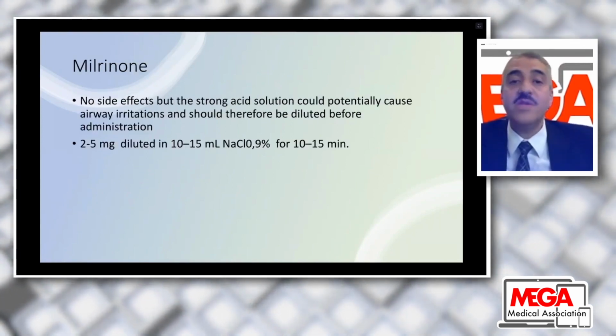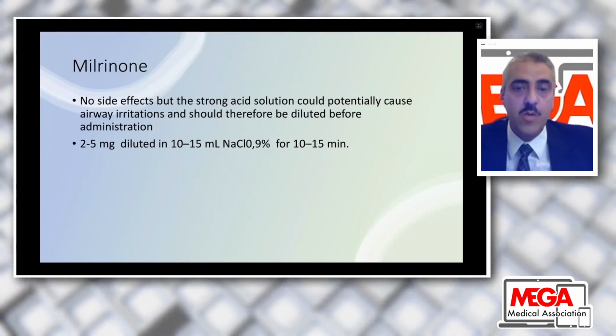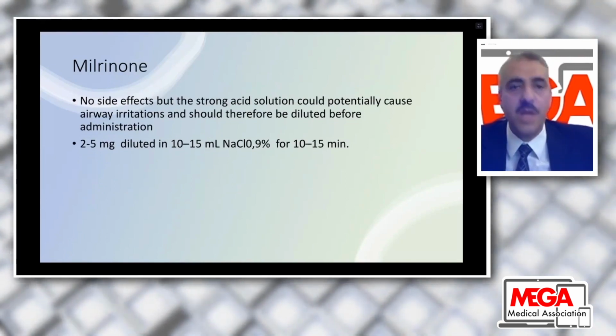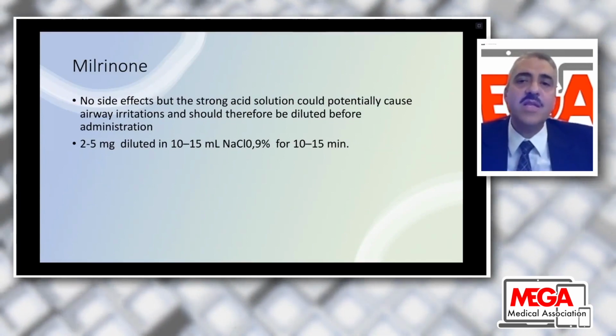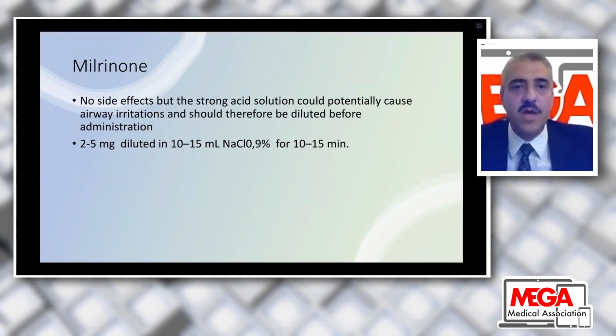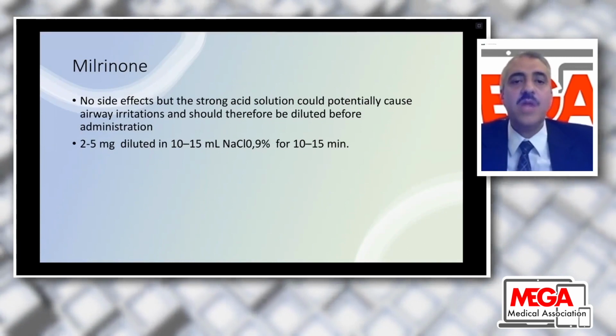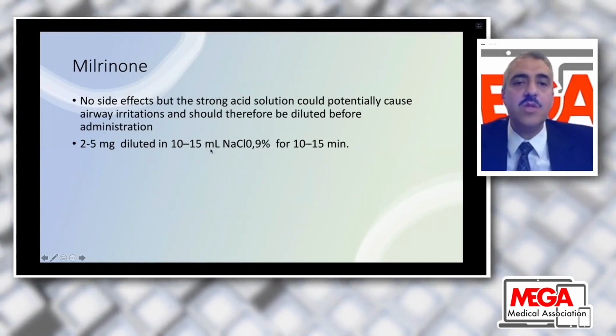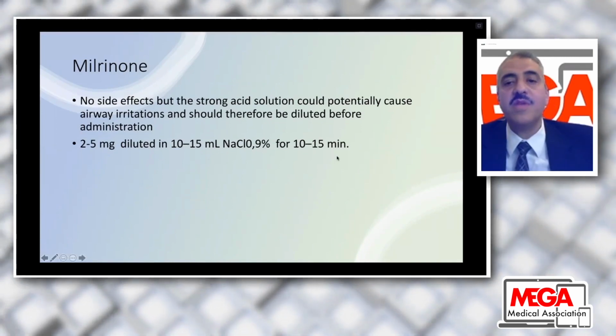Milrinone is a very strong dilator, bronchial dilator and pulmonary dilator. However, it is a little bit irritant to the airways and needs to be diluted, 5 milligrams diluted in 15 ml and given over 15 minutes.